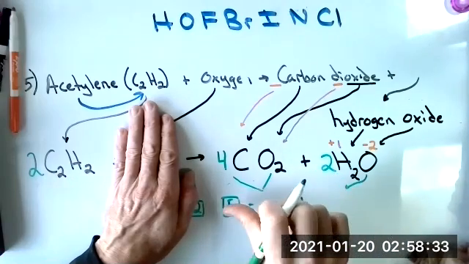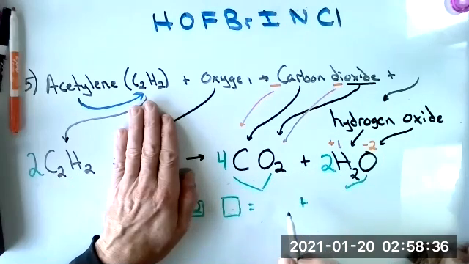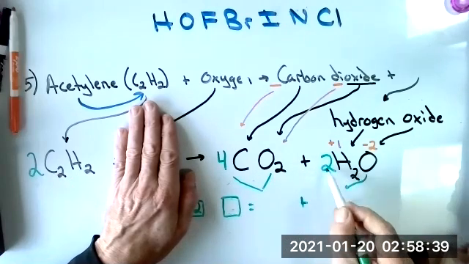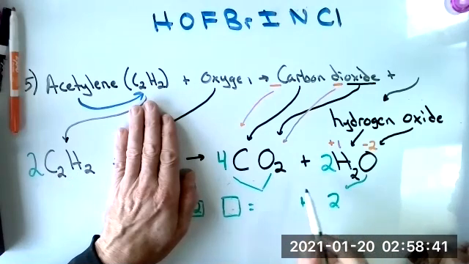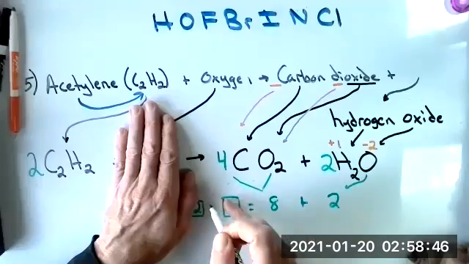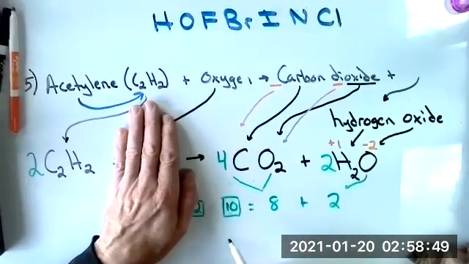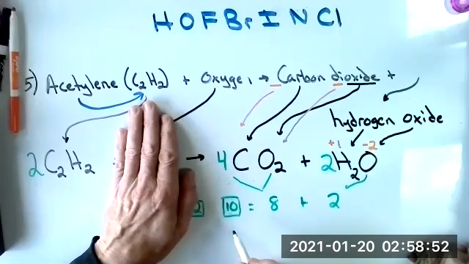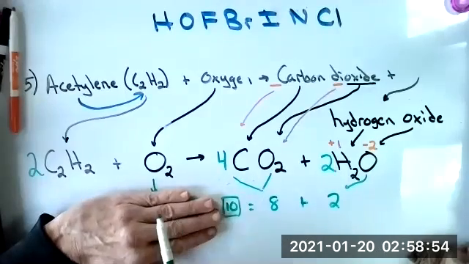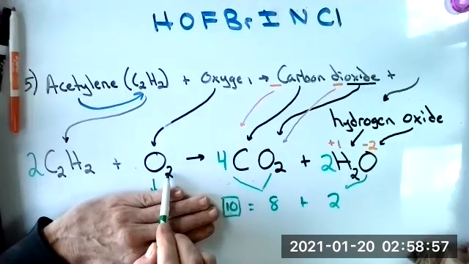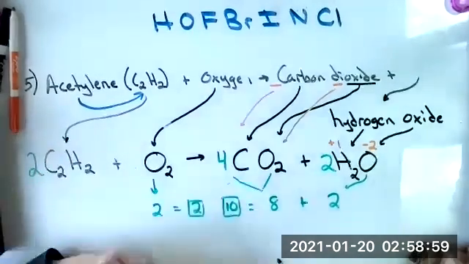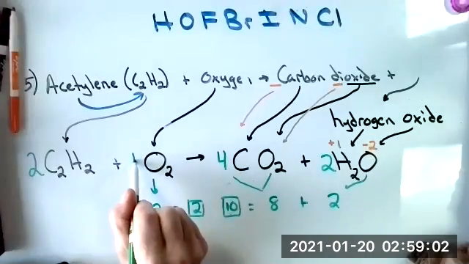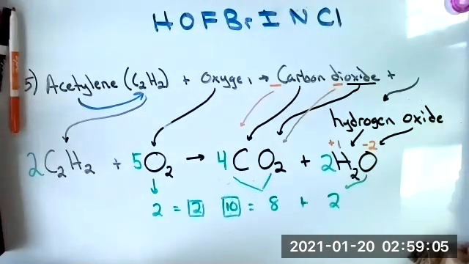What I'm interested in are those oxygens. So let's recalculate. Hey, it looks like I've got 2 over here. 4 times 2 is 8. 8 plus 2 is 10, and 10 is an even number. And watch how easy this is going to become. The game is what times 2 can give you 10. At least the math is easy. 5. Those combustions can be a little tricky.